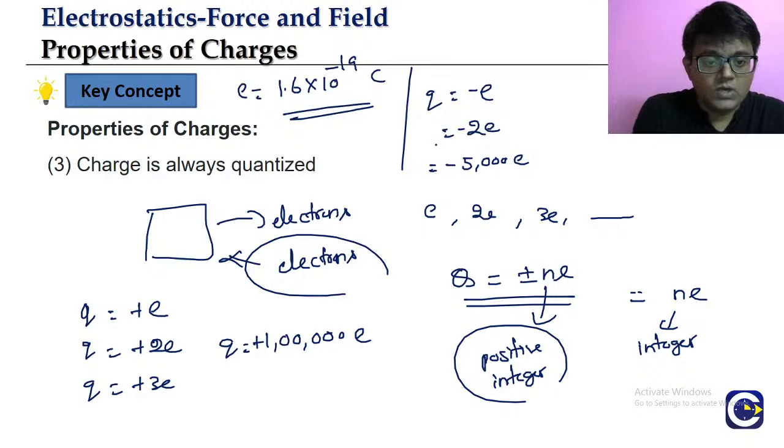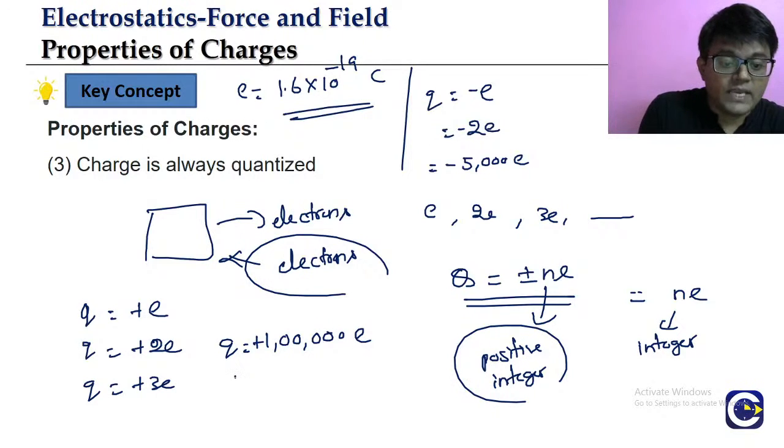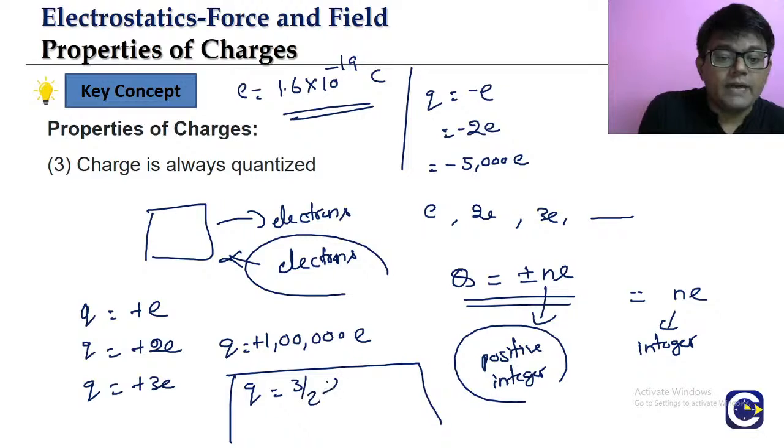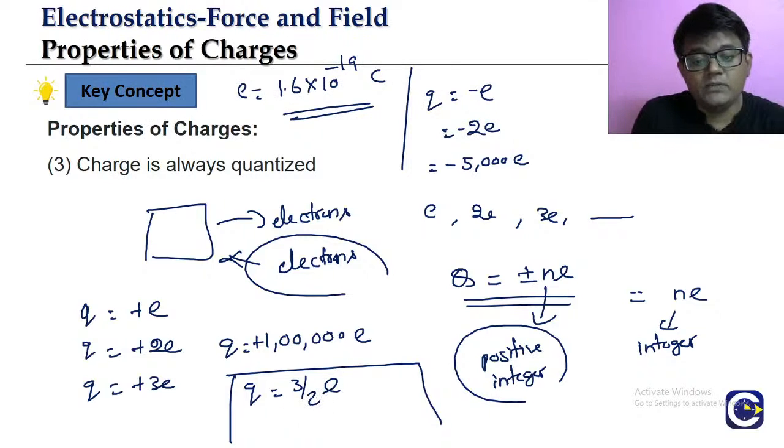But overall, what is it going to be? Charge is always going to be quantized. We cannot have charge on any object like 3 by 2 into e, or 5 by 3 into e. We will never be able to have charges like that.